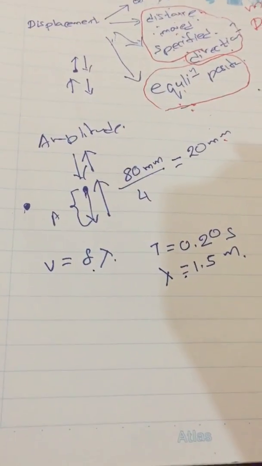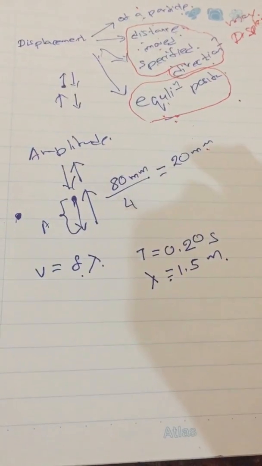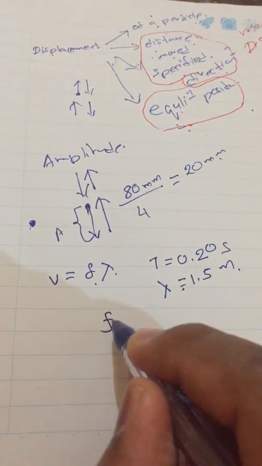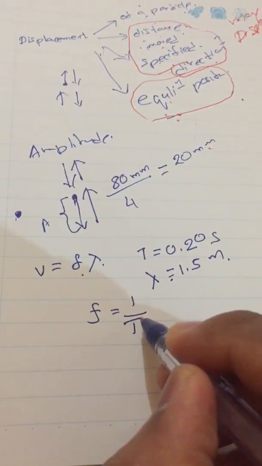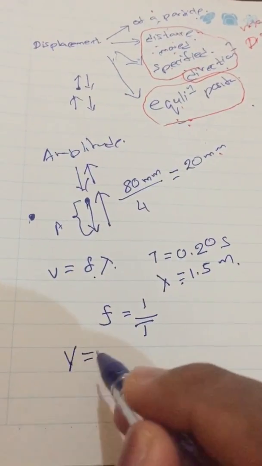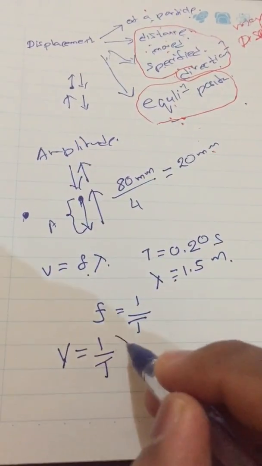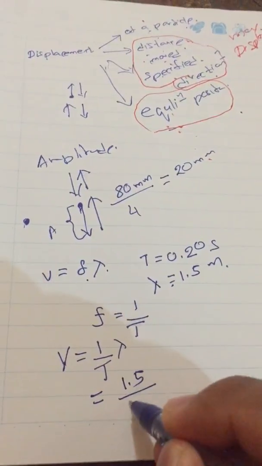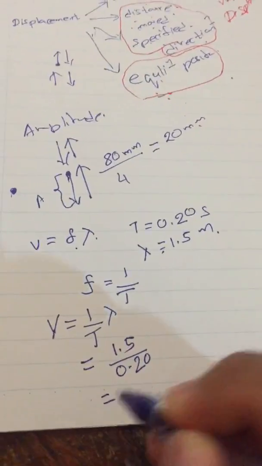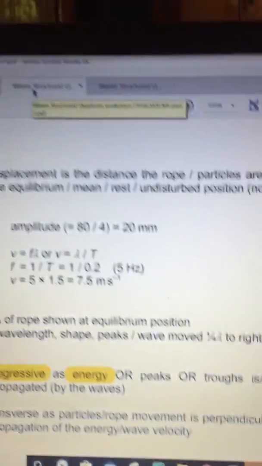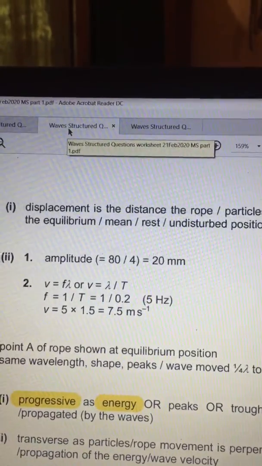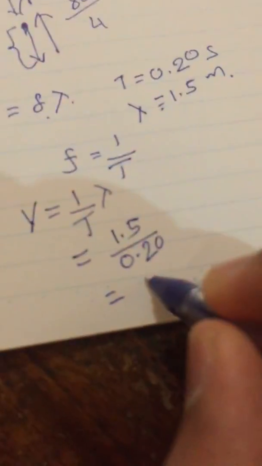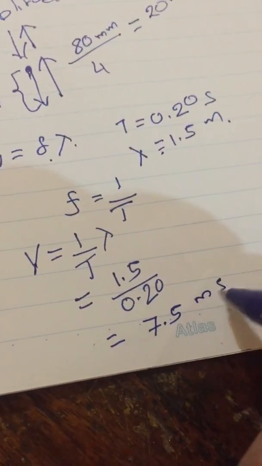If you know the period, the frequency can be given. The relationship between frequency and period is f is equal to 1 over T. So v is equal to 1 over T times lambda, that is 1.5 over the period, 0.2, which will give you a speed value of 7.5 meters per second.